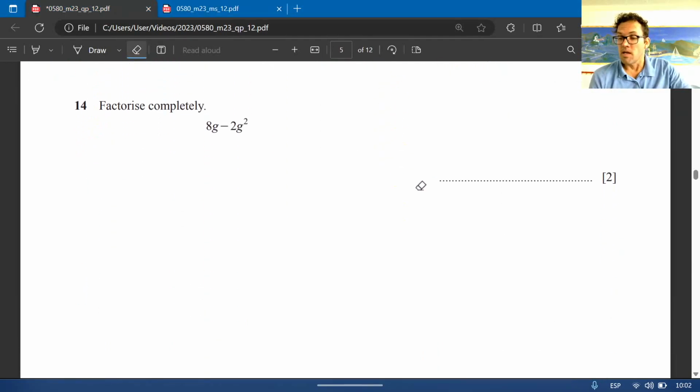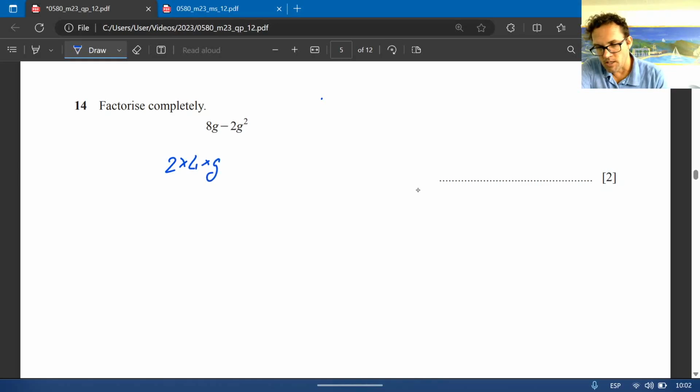Question 14, factorization. I like to break things down. You can break 8g into its factors: 8 is 2 times 4 times g, and g squared means g times g. Then we check what they have in common. They both have a 2, and they both have a g. So we take that 2g and put it in front of the bracket, and then we take what's left. Don't forget there's a minus. We keep the minus there.